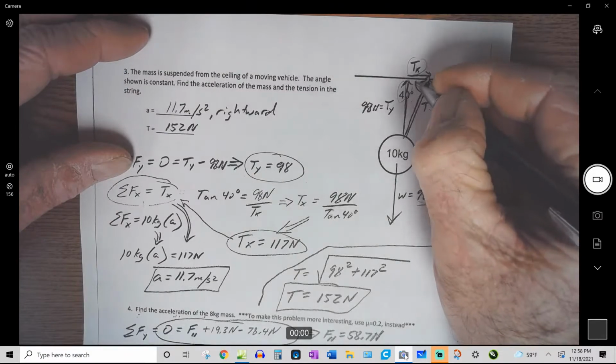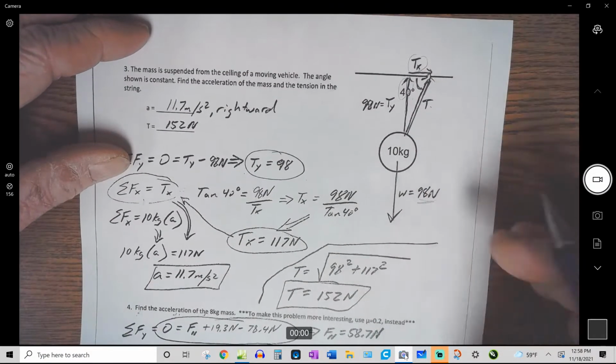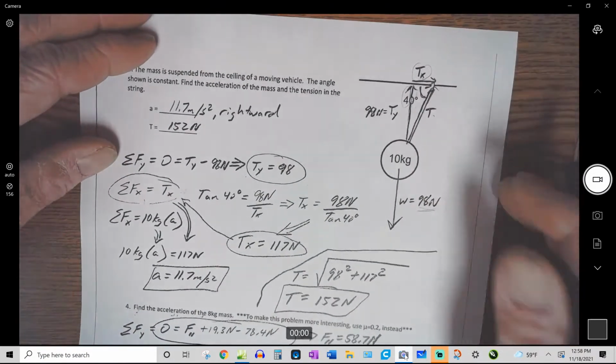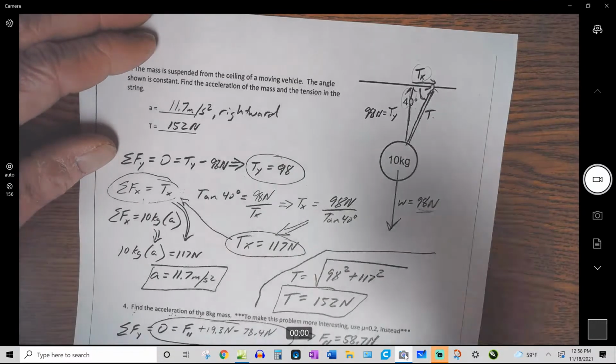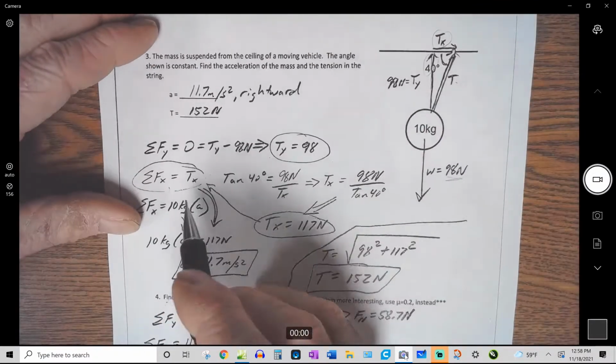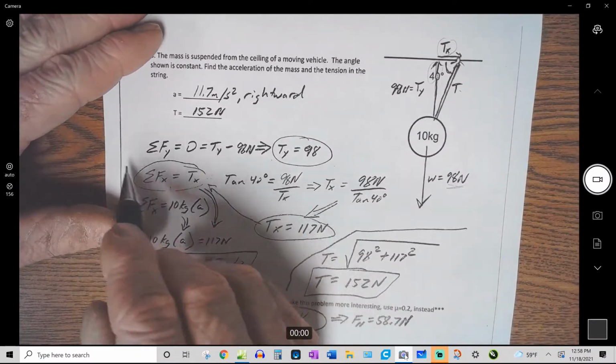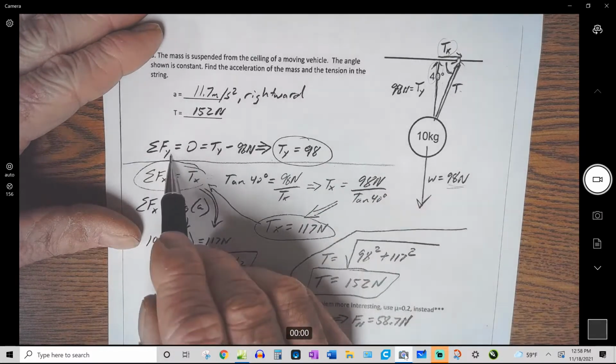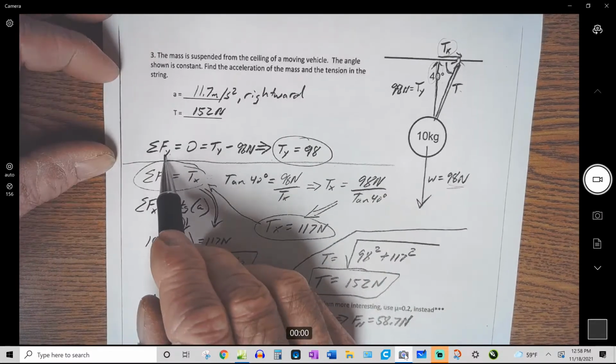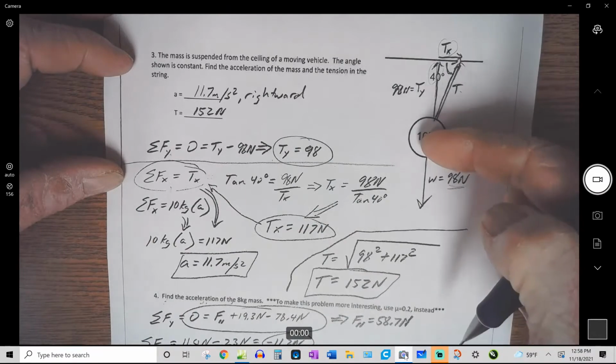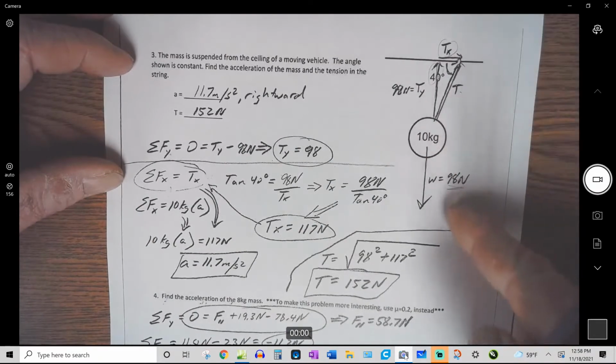Just know this is 40. I guess I could write some trig stuff. But at this point I'll start writing my equations for net force. And I'll do it in both the x and y dimensions. First is the y dimension. So net force in the y dimension is 0. And I know that because this is not accelerating up or down.